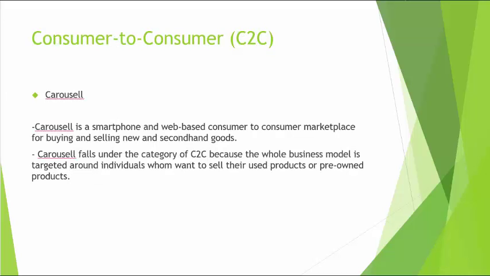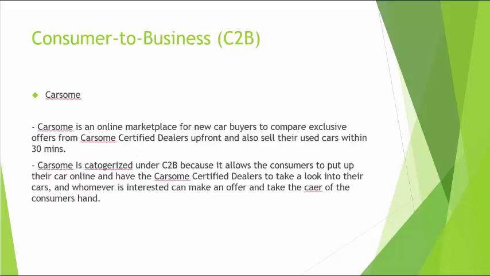Consumer to consumer. The example for this is Carousell. Carousell is a smartphone and web-based consumer-to-consumer marketplace for buying and selling new and second-hand goods. Carousell falls under the category of consumer to consumer because the whole business model is targeted around individuals who want to sell their used or pre-owned products to other people.